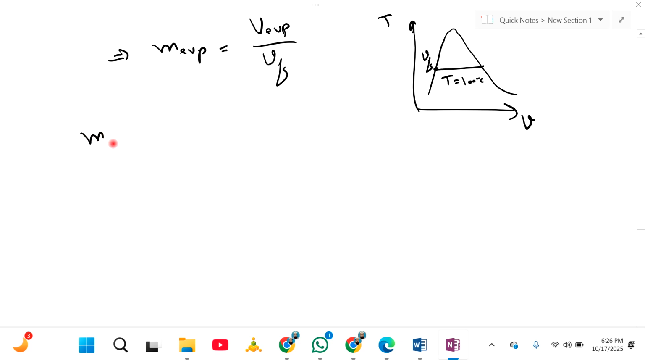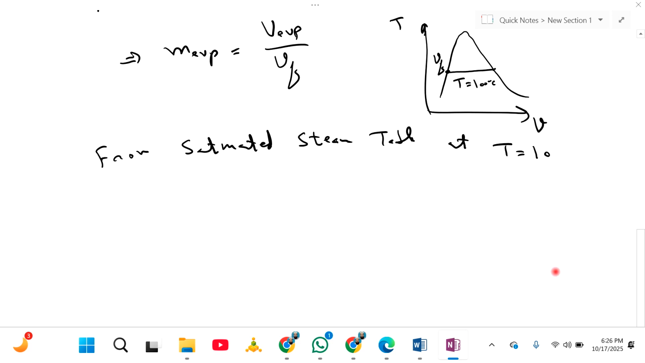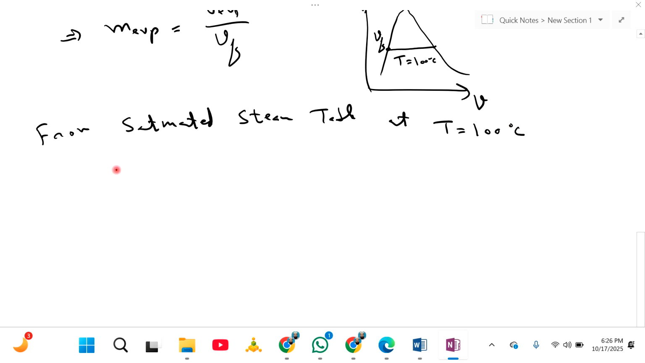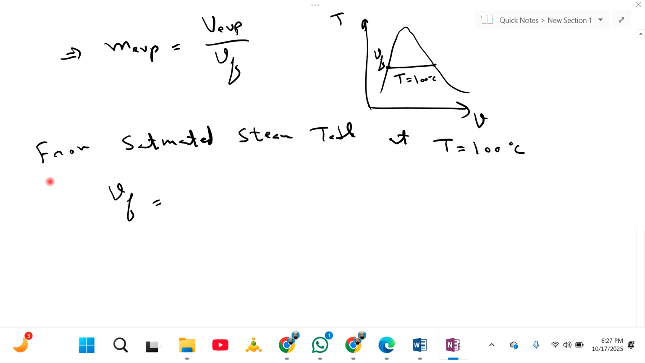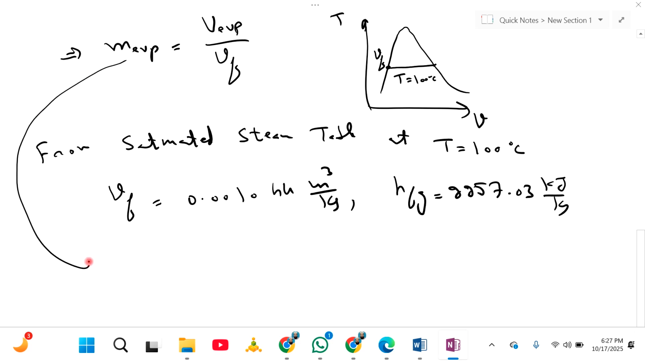So now I use the steam table to find vf and hfg. From the saturated steam table, at temperature equal to 100 degrees centigrade, find vf. vf is equal to 0.001044 meter cube per kg, and hfg is equal to 2257.03 kilojoule per kg.